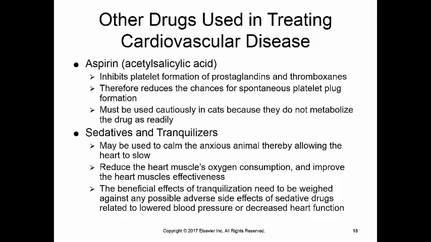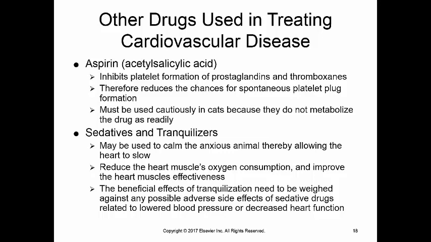A big thing to know with cats, if we do use it for something like hypertrophic cardiomyopathy, is that we have to be cautious with the use because cats do not metabolize NSAIDs the way that they should, and it's very easy for them to build up a toxic level.